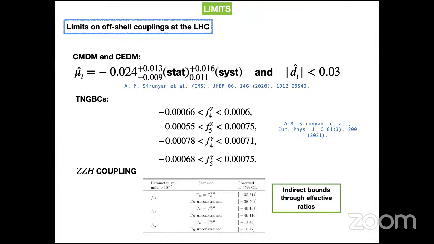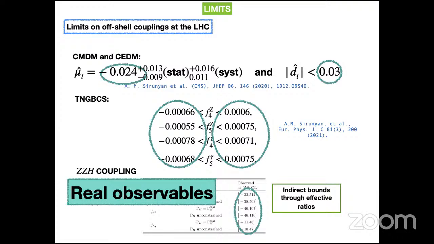For the case of the two Z bosons and a Higgs boson coupling, there are also indirect bounds. And what I want you to note here is that these kinds of couplings are considered as real observables at the LHC. This looks very normal. This looks okay. Maybe it's not interesting, but I want you to keep that in mind. So they are considered as real observables at the LHC.